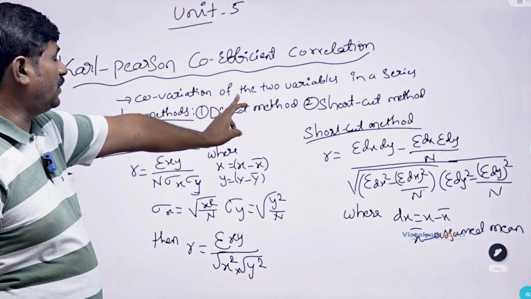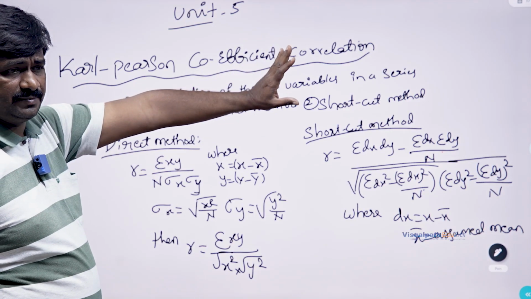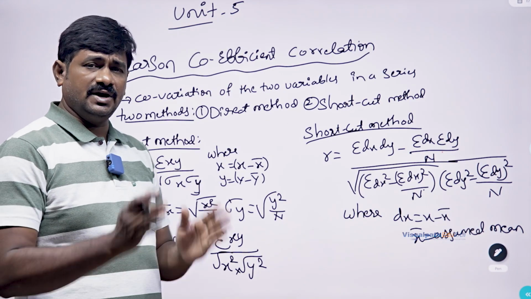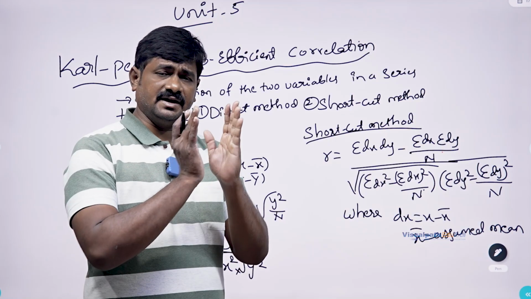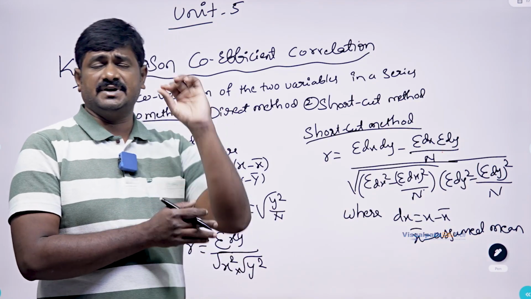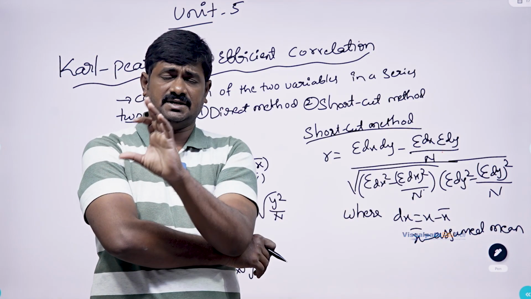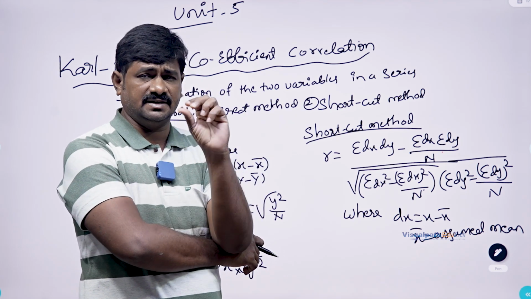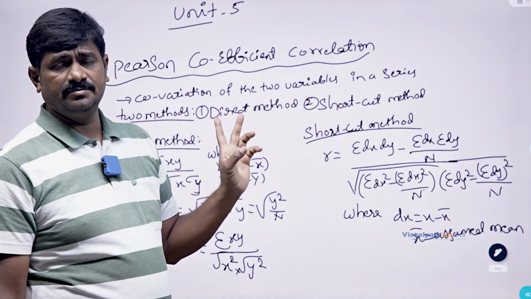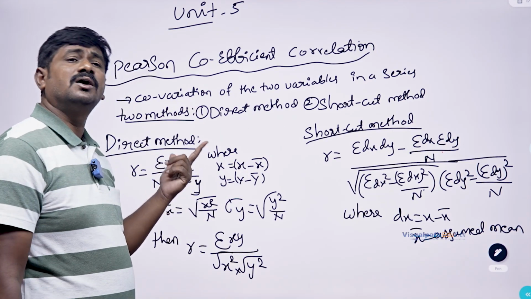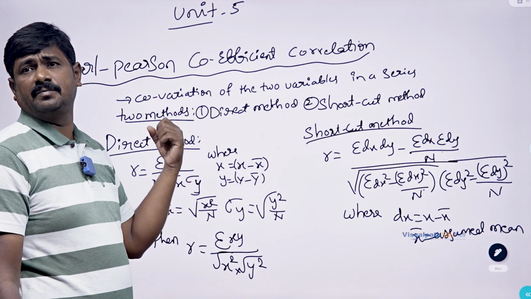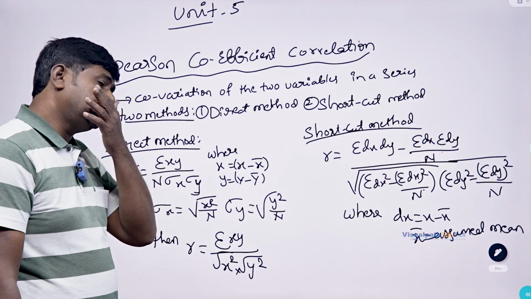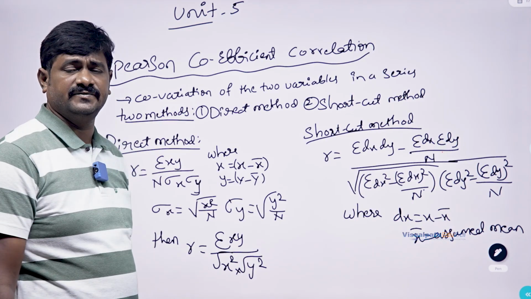Here we have covariation. Karl Pearson coefficient of correlation means the covariation of two variables in a series. We take a series and consider two variables from it, and ask what the variation between those variables is. Covariation is the change between the variables. It is derived by Karl Pearson, and we have two methods to solve Karl Pearson's coefficient of correlation.